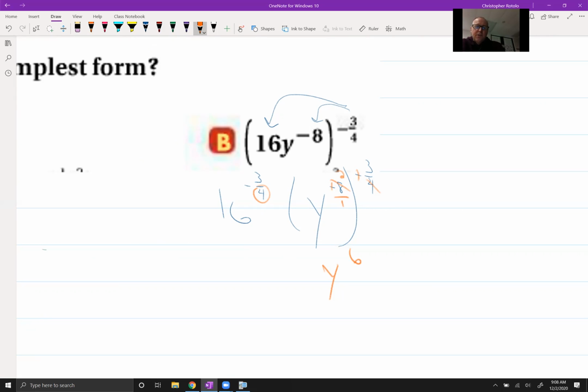Okay, again, this part could be done on your calculator. So we know that's going to turn into 2, but it has a negative, so that means it's over 2. So this would have turned into 1/2. So we're going to show that by putting the 2 in the denominator. So y to the 6th over 2.